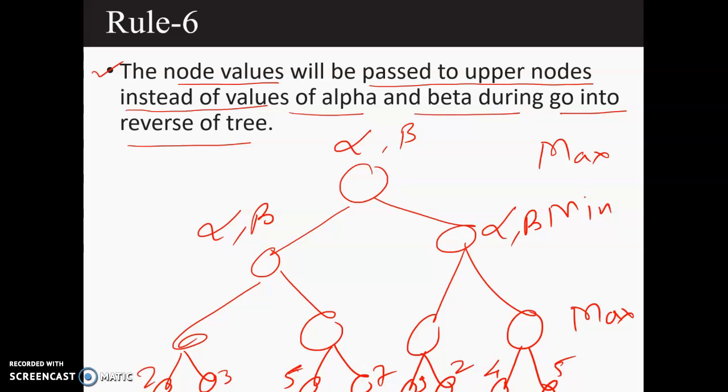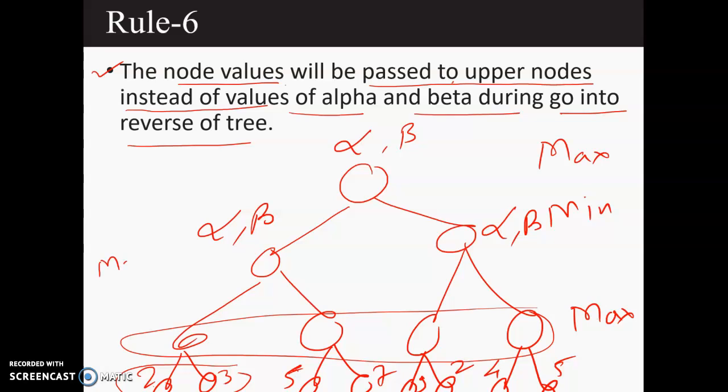So what this point is saying is that the node value will be passed to the upper node, that is here. If you want to determine the value for max, because this layer is for max, here the values are 2, 3. If you want to find out max at this node, it will be 2, 3, so max will be 3. So the node value at this node is 3. Similarly, the max value at this node is 5, 7, so we will get 7 here. So this point is saying that the node value will be passed to the upper node. So here 7 will be passed here.